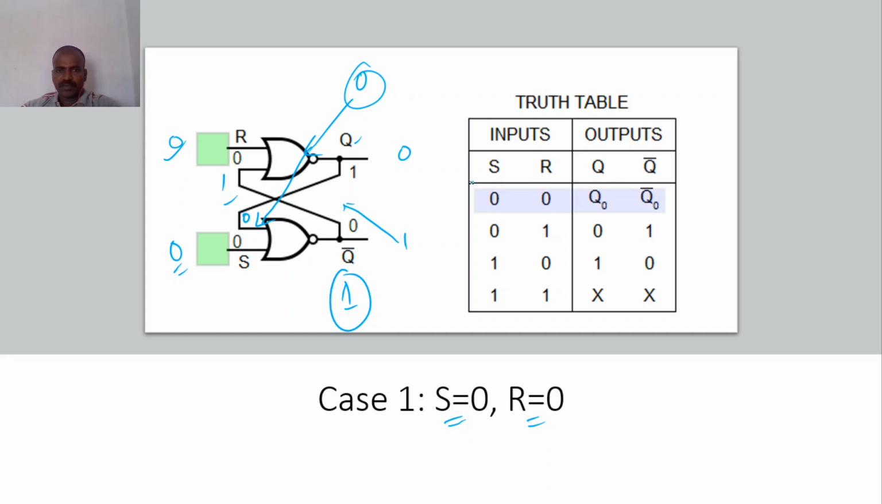See, here I have taken a 0, here 1. So again I am getting 0, here again I am getting 1. So the condition is the no change condition. The same Q is coming, the same Q bar is coming. This is case number 1.